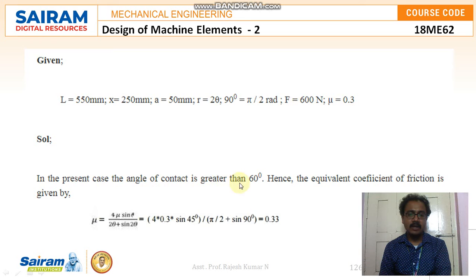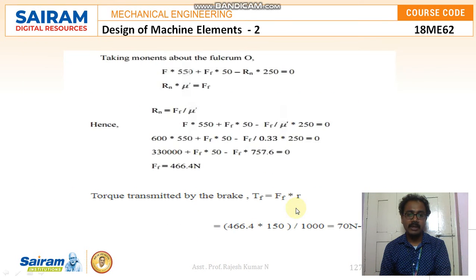In the present case, the angle of contact is greater than 60 degrees. So as usual, I will go with the equivalent coefficient of friction like the previous problem. The formula is mu dash is equal to 4 mu sine theta divided by 2 theta plus sine 2 theta. Substituting with the degree to radian conversion, I get the equivalent coefficient of friction as 0.33. Taking moments about fulcrum O, I get the reaction Rn into mu dash is equal to Ff. So Rn is equal to Ff divided by mu dash.